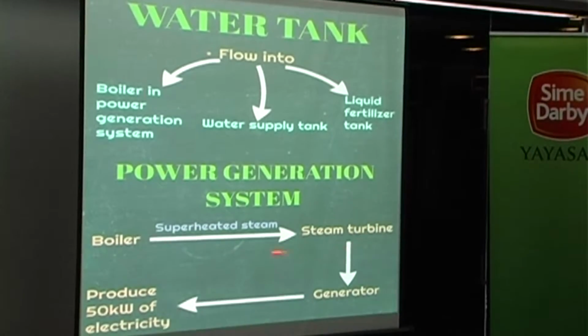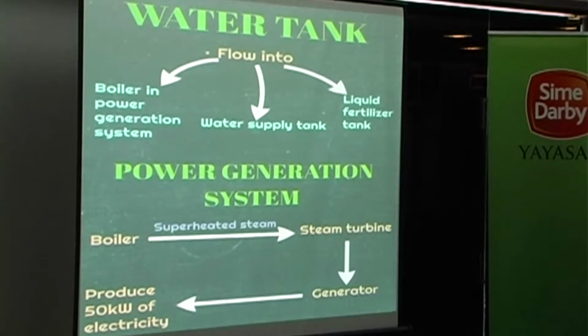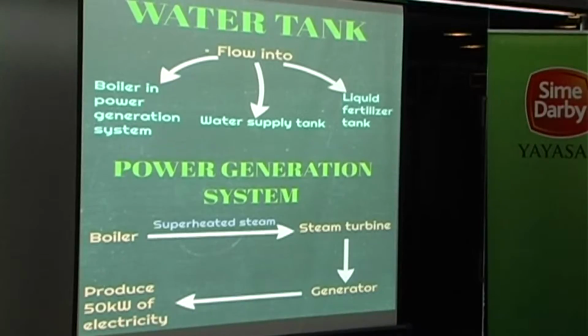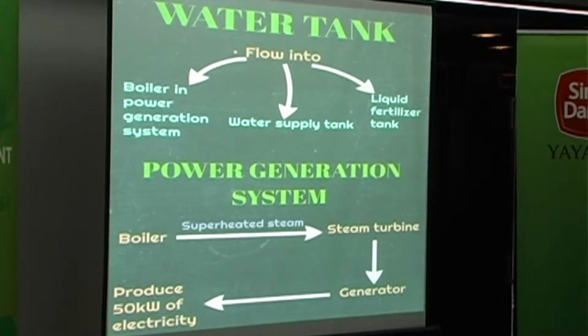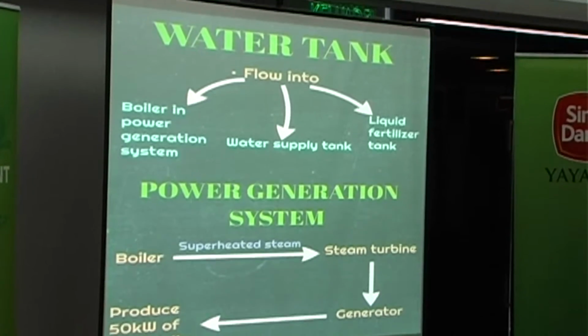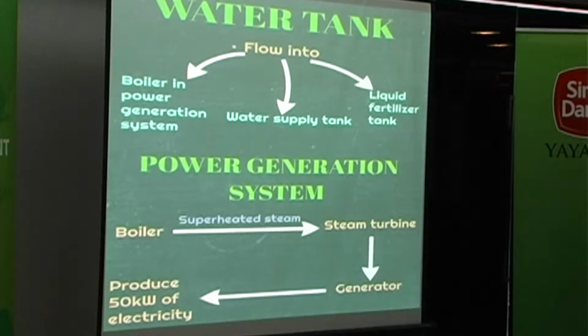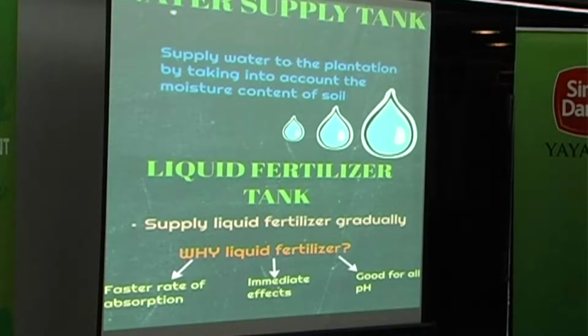The turbine was designed to produce 50 kilowatts of electricity that can be used for the small cabin in the palm plantation and also to charge the equipment used for palm plantations, and mainly to supply electricity to our irrigation system.